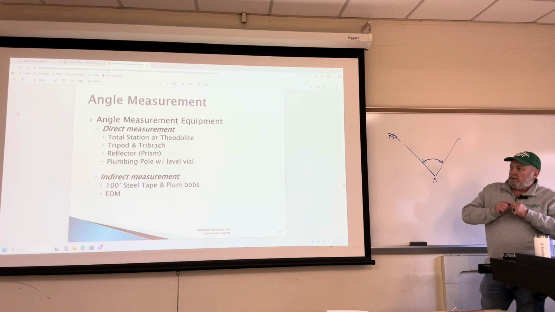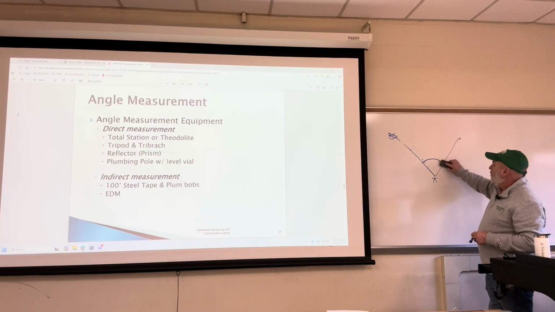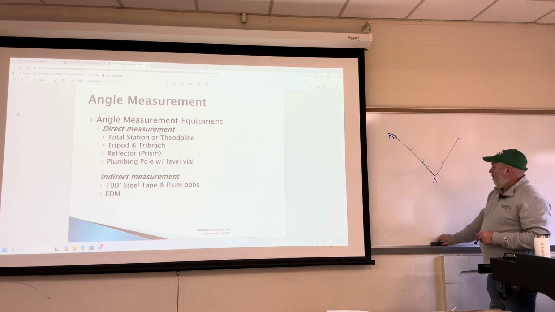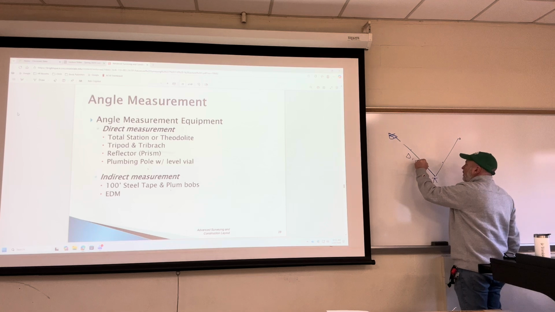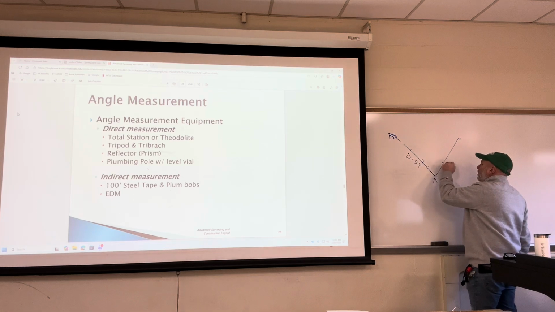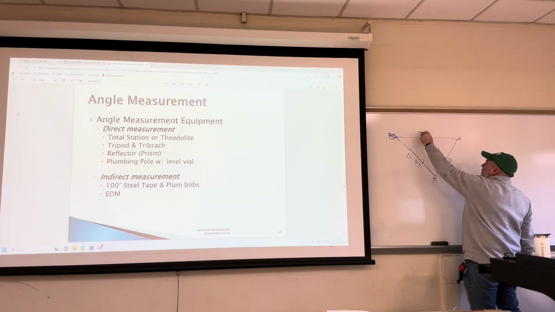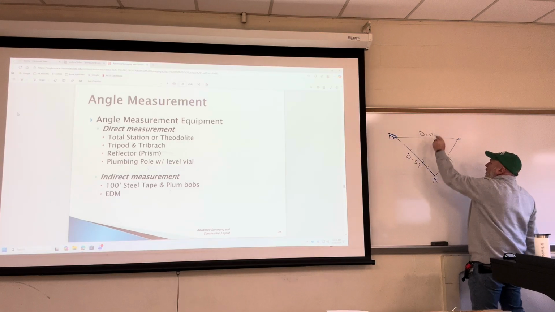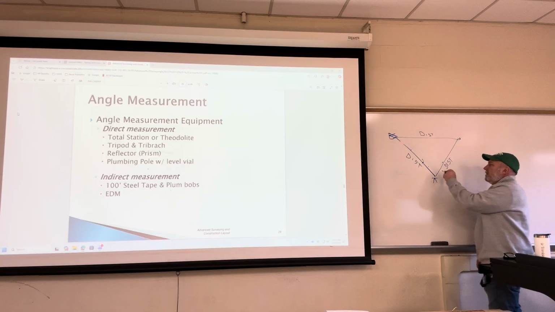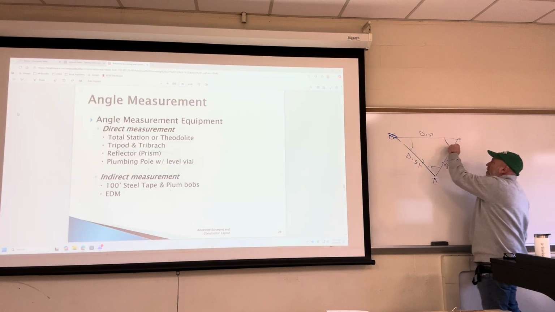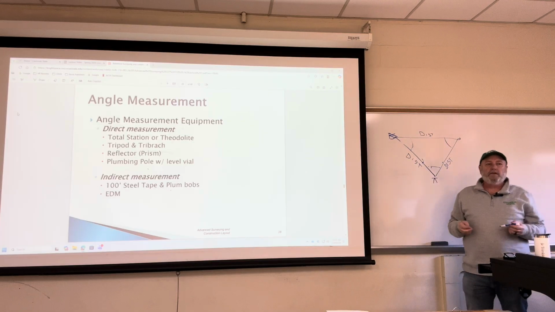Indirect measurements are used with steel tape. So that would be things where you have a distance here, maybe you have a distance over here. It is possible with the 3 distances of a triangle to start calculating the interior angles. But when you're measuring distances and calculating anything, that's going to be your indirect method.